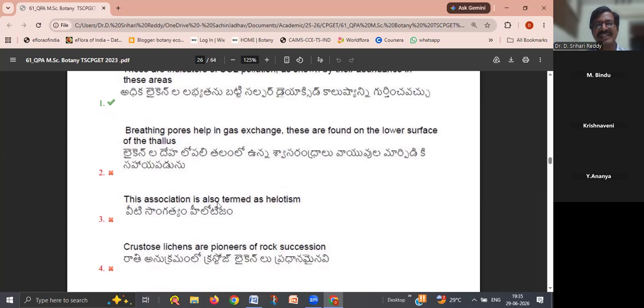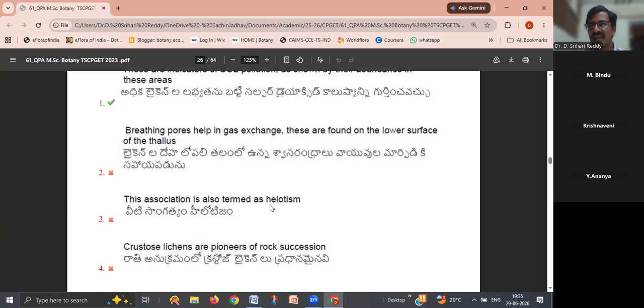This association is also termed as helotism. What is this association? The lichen association. In the lichen, what we see is the association between algae and fungi. What is helotism? In the case of symbiosis, algae and fungi have a mutually beneficial relationship. That is called symbiosis. But here, it is not truly symbiosis. That is called helotism.